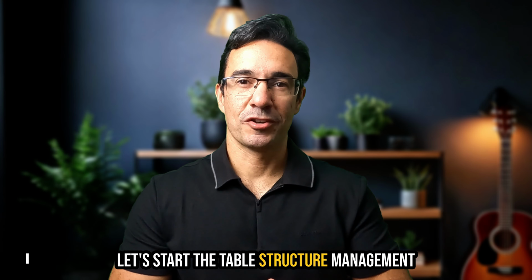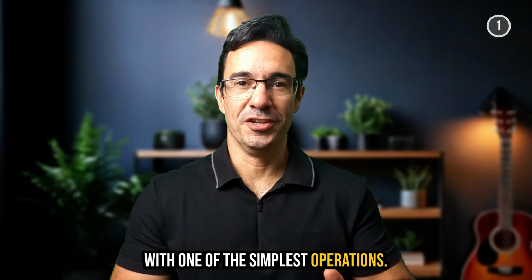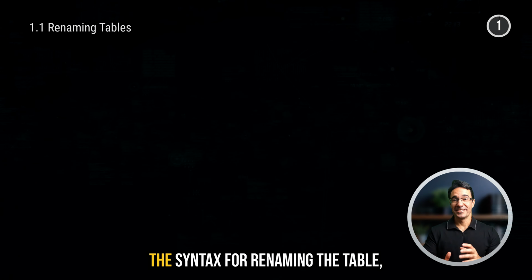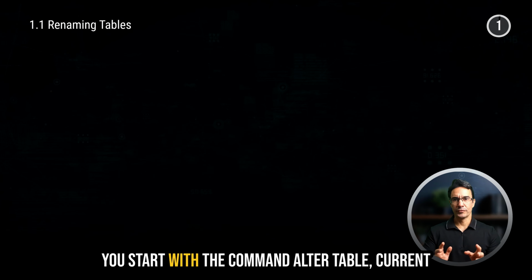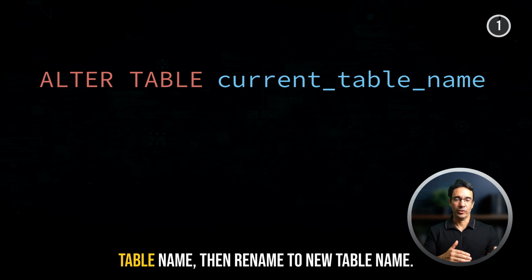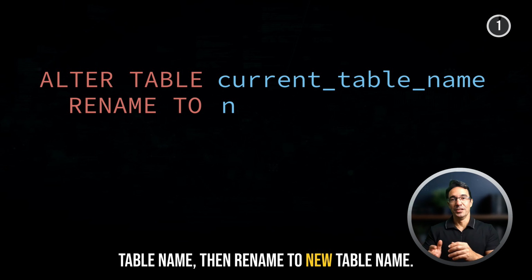Let's start the table structure management with one of the simplest operations, renaming a table. The syntax for renaming a table in PostgreSQL is clean and intuitive. Start with the command ALTER TABLE, current table name, then RENAME TO new table name.